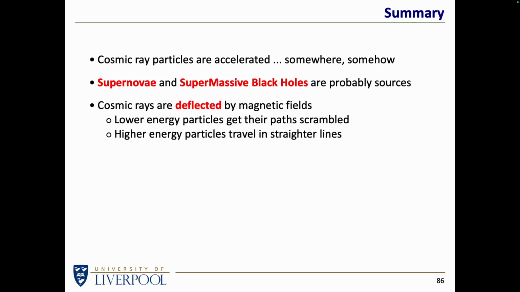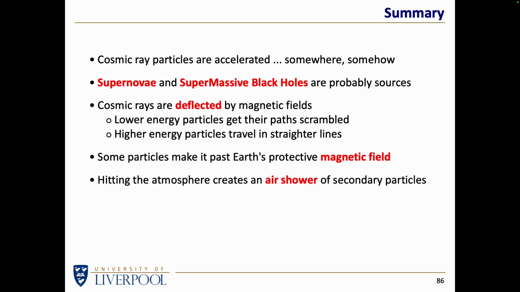Lower energy particles will have their paths completely scrambled by all of the magnetic fields in the solar system, in the galaxy, in between the galaxies. They will scramble any attempt to work out where they're coming from. We hope that the really high energy cosmic rays will have their deflections small enough that we have a chance of working out where they actually came from. Some particles are protected by the Earth at the low end, but some particles make it past the Earth's magnetic field, especially the high energy particles.